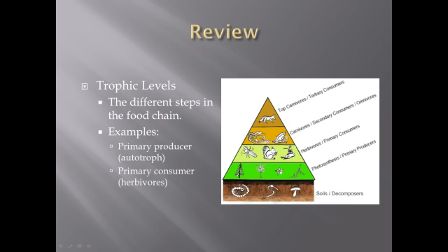Just showing you this pyramid is probably enough, but essentially you have the plants at the bottom. They photosynthesize, so they're your primary producers. Your next level is your herbivores, your primary consumers. Then you have the carnivores, the omnivores, and your top carnivores.